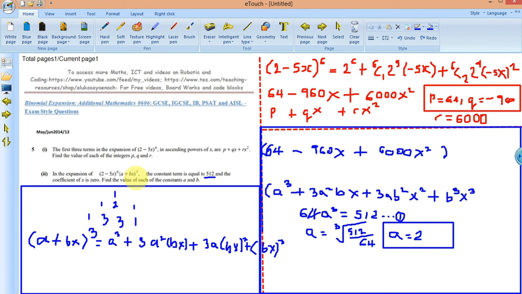Now, the coefficient of x. For example, if I want to use 64 to multiply this one through again, this will not give me the coefficient of x, because this will give me x squared, and this will give me x cubed. So the only one is 64 times 3a squared bx. 64 times 3 is 192. That's if I want to use 64 to multiply through here.